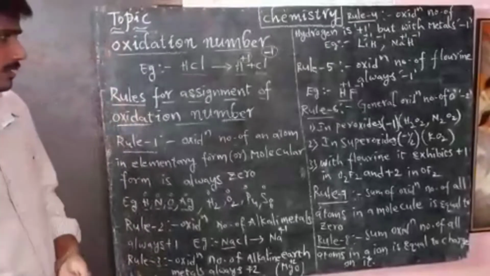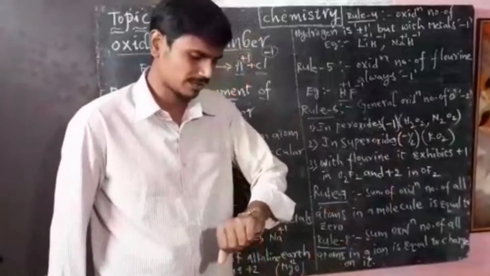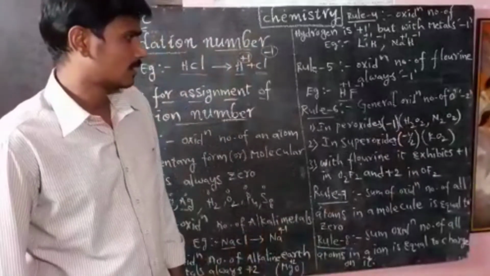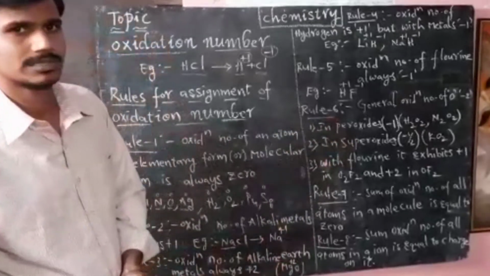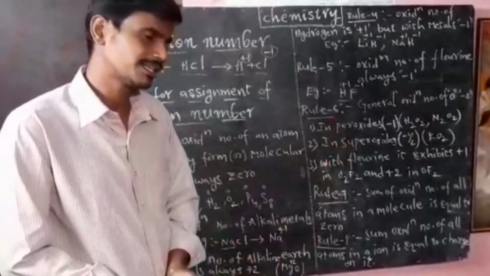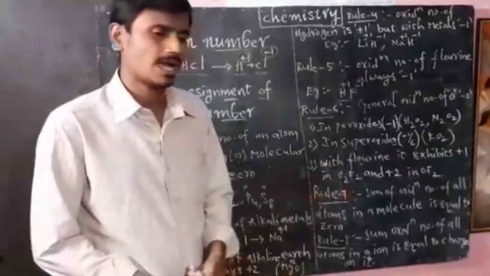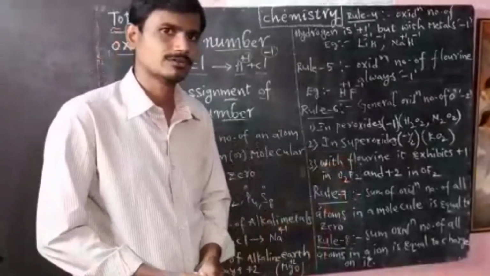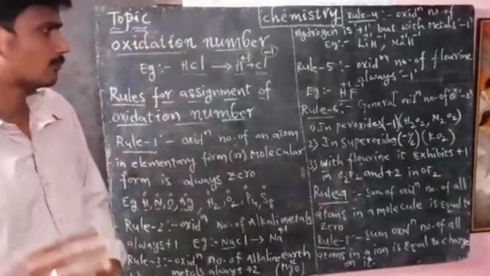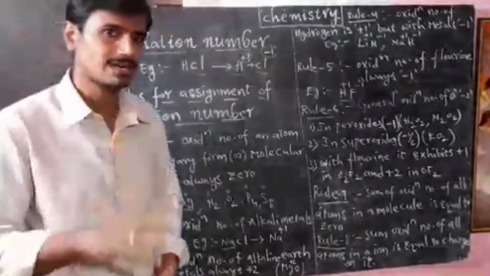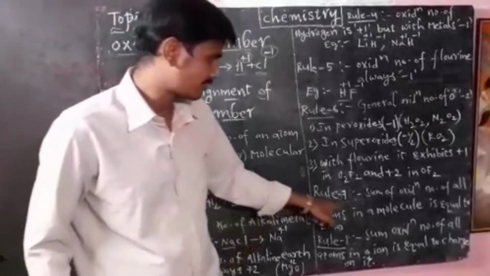Peroxides means H2O2, hydrogen peroxide, and Na2O2. In that, oxygen exhibits -1. In superoxides like KO2, the oxidation number of oxygen is -1/2. With fluorine it exhibits +1 in O2F2 and +2 in OF2. Totally 5 types of oxidation states are there for oxygen, but the general oxidation state of oxygen is -2. Don't forget it. Next, rule 7.